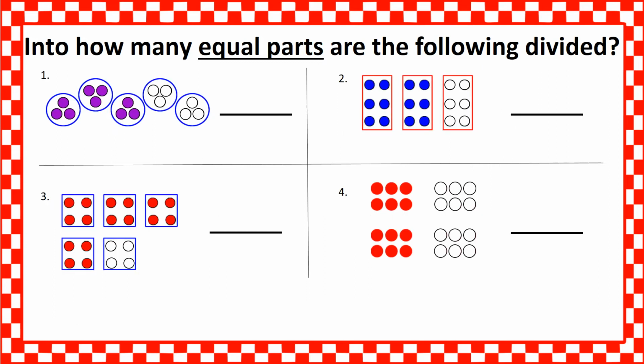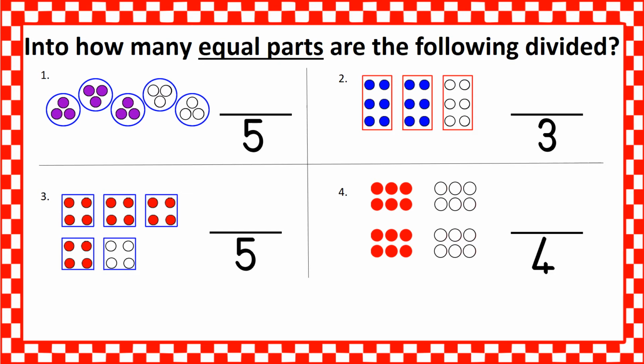Oh, here's a challenge. Into how many equal parts were the following divided up into? Now, you must remember fractions are about equal parts. So, how many groups do we count at number 1? 1, 2, 3, 4, 5 equal groups. That's right. And number 2? You are very smart. And number 3? 5 equal groups. And number 4, 4 equal groups.